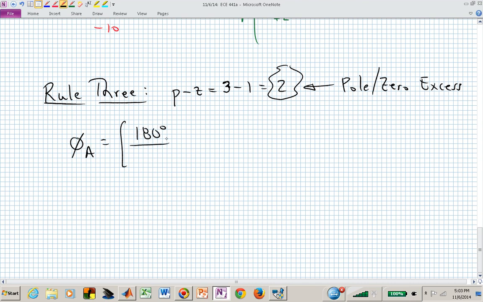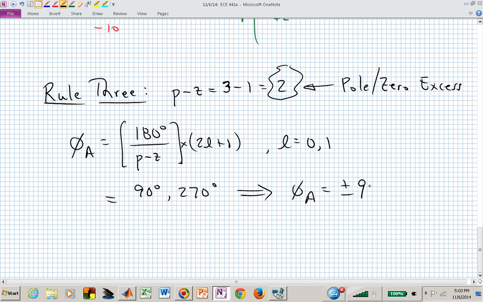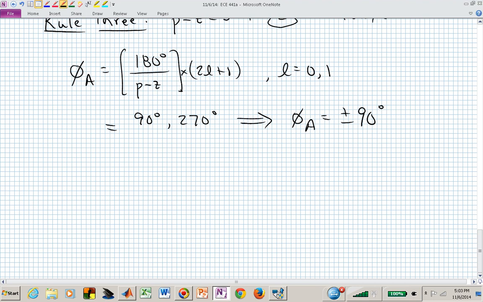We have 180 degrees minus the pole-zero excess, and then that is times 2L plus 1, where L is going to range between 0, 1, up to P minus C minus 1. In this case, it only ranges up to 1. Our angles are now 90 degrees, which is 180 divided by 2, and 90 times 3, or 270 degrees, which really, another way we could write that is our asymptote angles are now at plus and minus 90 degrees.